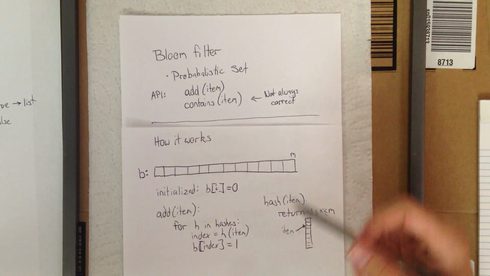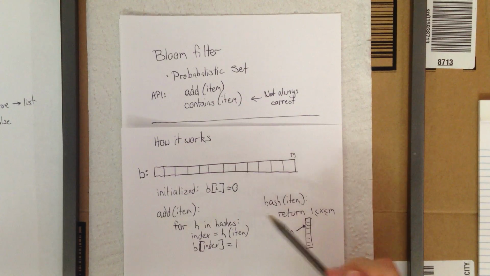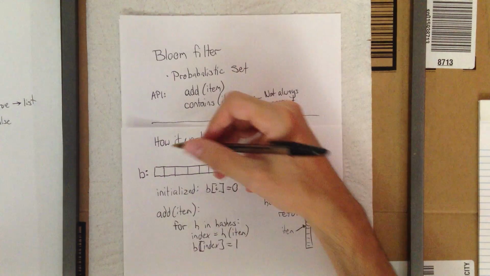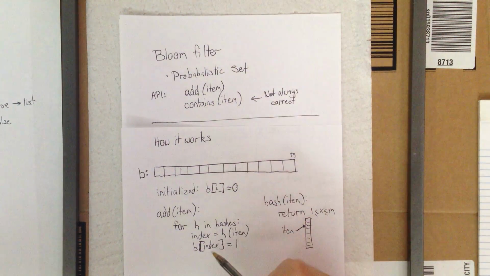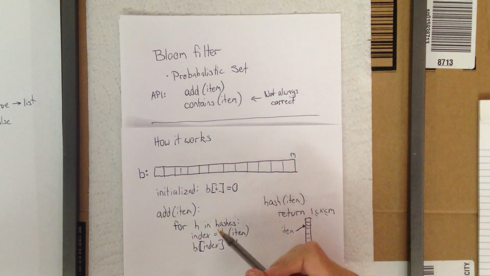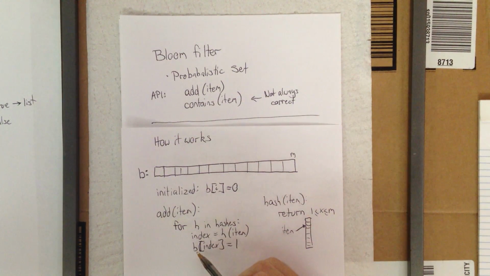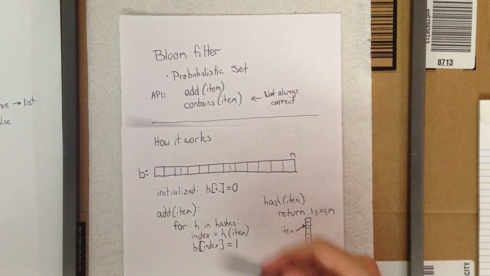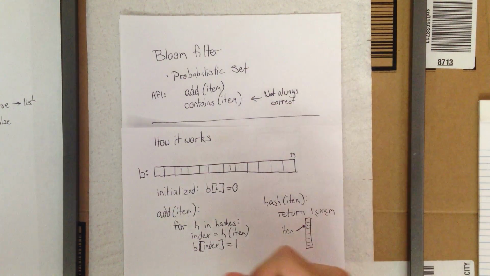Back to the example. We were adding a picture to the Bloom filter. So we take the picture, we apply the first hash function to it, and that says, look at index 3. So we set, it doesn't have to be 3, just an example, we set index 3 to 1. Then we apply the second hash function, and it says, look at index 7. And so we set index 7 to 1. And we do this for all the hash functions. So that's how you add something to the Bloom filter.